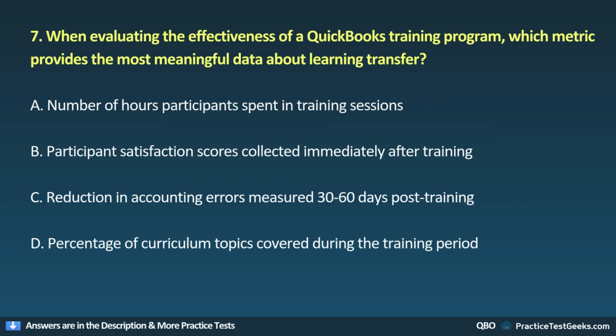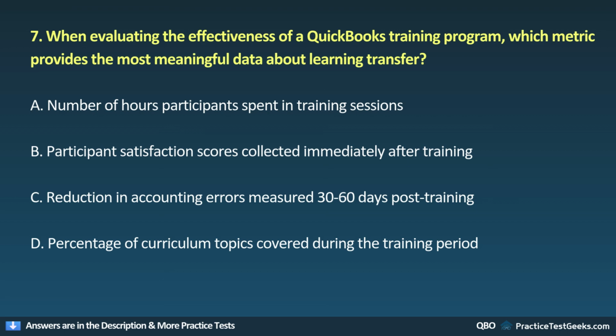7. When evaluating the effectiveness of a QuickBooks training program, which metric provides the most meaningful data about learning transfer? A. Number of hours participants spent in training sessions. B. Participant satisfaction scores collected immediately after training.